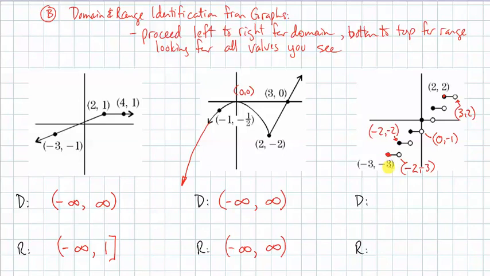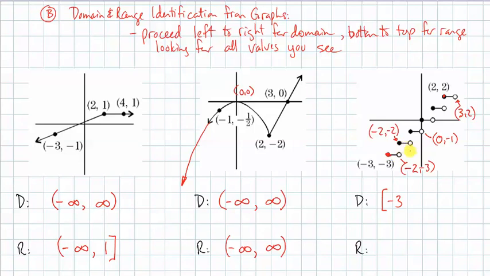Okay, so to do domain, I look to the left. The very smallest x value I see is negative 3 at this dot. It's a black dot, meaning included. So I do have negative 3. I proceed to negative 2. It's not included here, but if you look above, it is included right here. So I actually have negative 2.